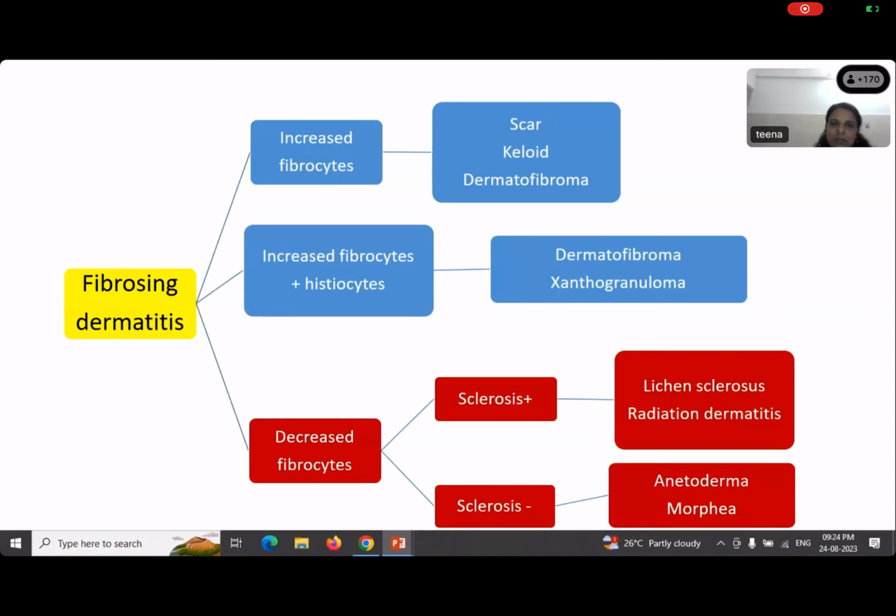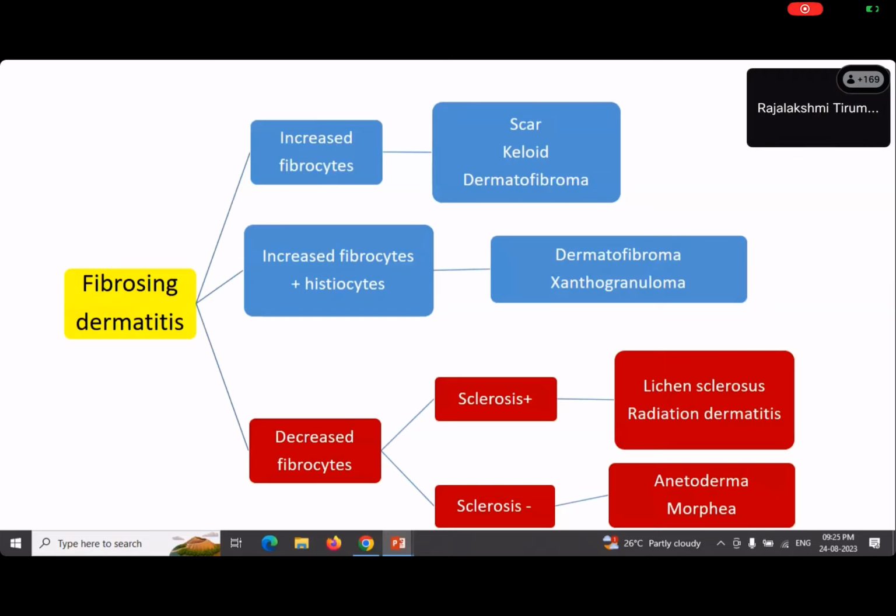So in sclerosis, what happens is that the spaces between the collagen bundles are obliterated. So everything is like a pink homogeneous mass. The prototype of a sclerosing disease is lichen sclerosus. And sometimes you also see it in radiation dermatitis, right? Otherwise, we call it fibrosis. And what happens in fibrosis, either you see a lot of fibrocytes, you see a lot of cellularity as you would see in a scar or a keloid, or sometimes you don't see so many cells, right?